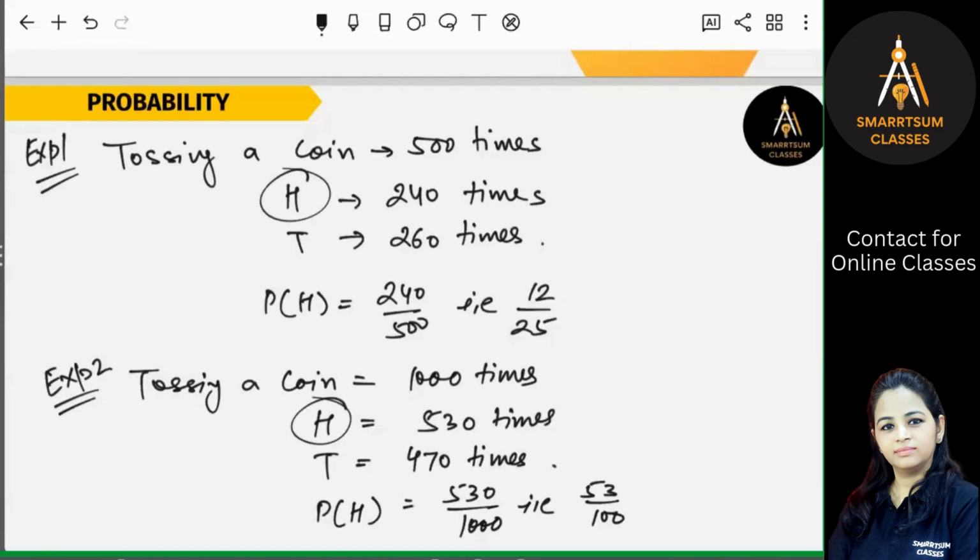Because in every experiment you get a different number of heads and a different number of tails, you cannot say by considering a single experiment that this is the probability of head every time. So in this way we always find the theoretical probability, which overcomes this problem. Now in this chapter we will learn about theoretical probability. Is that clear? So let's see what is the meaning of probability.